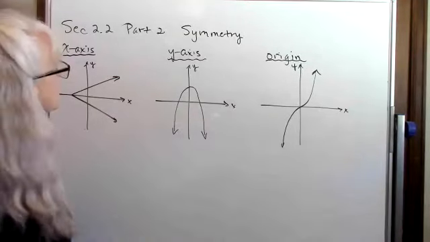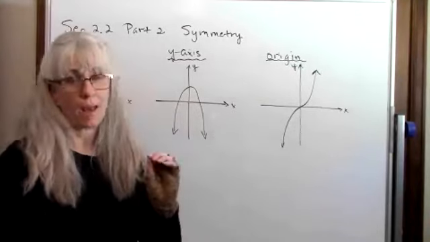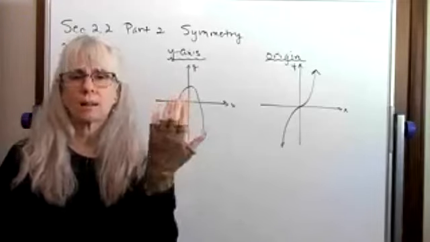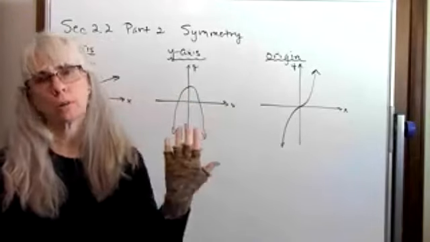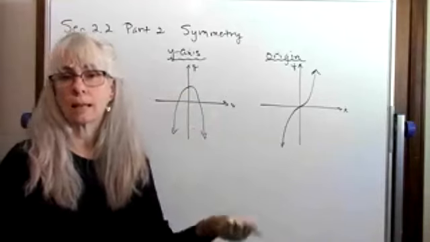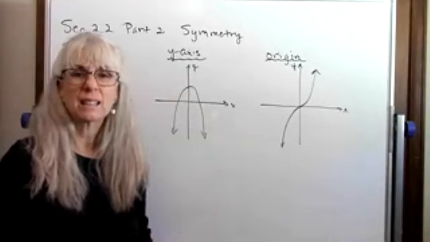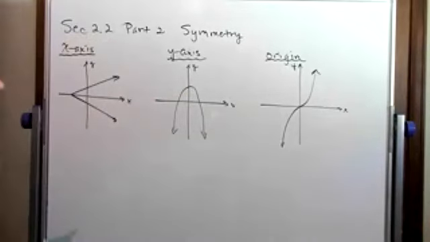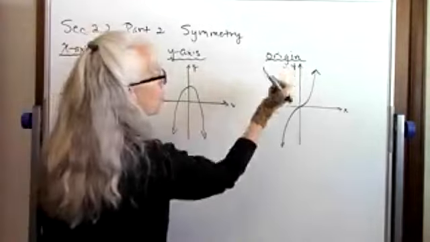So in part 2 of section 2.2, let's talk more about symmetry. Symmetry is when, in algebra, you can fold across an axis or a line and have the object fold onto itself. So the parabola we saw in the last segment was definitely symmetrical about the y-axis. Let's talk about the 3 types of symmetry. We can have symmetry to the x-axis, the y-axis, or the origin.